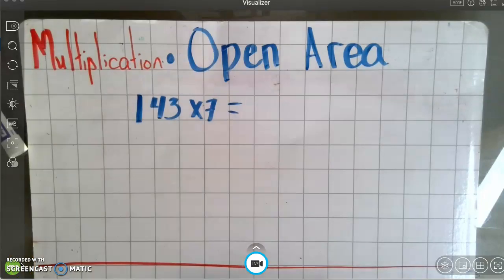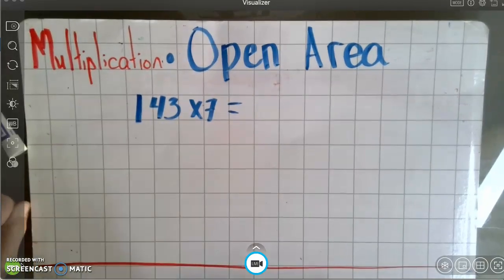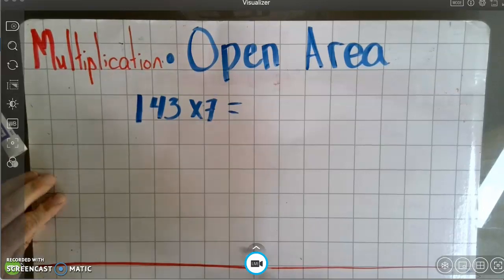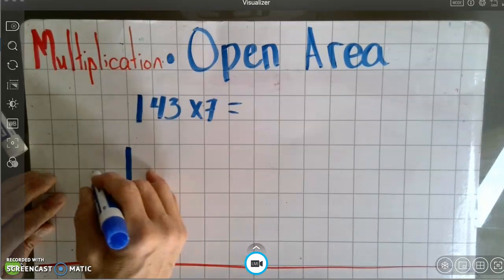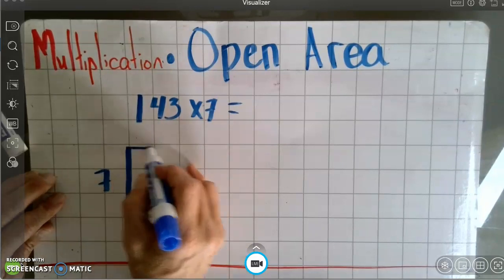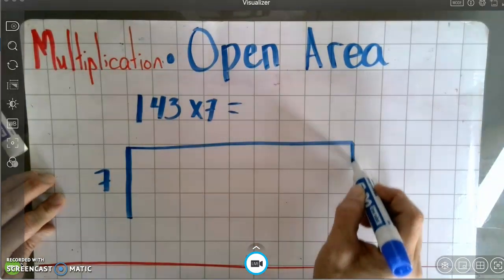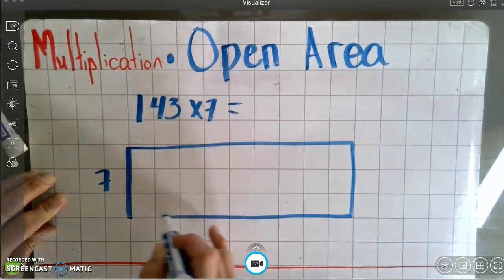Let's get a little harder. 143 is a 3-digit number times 7. All right. Let's draw my array. Say this is 7. This is 143.